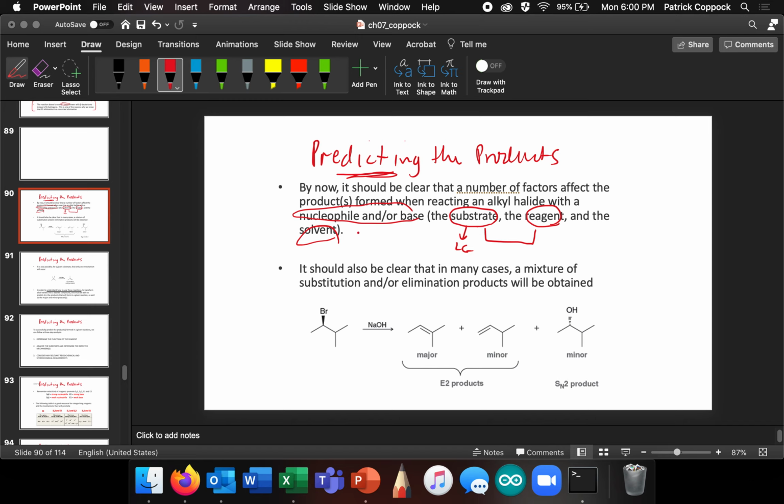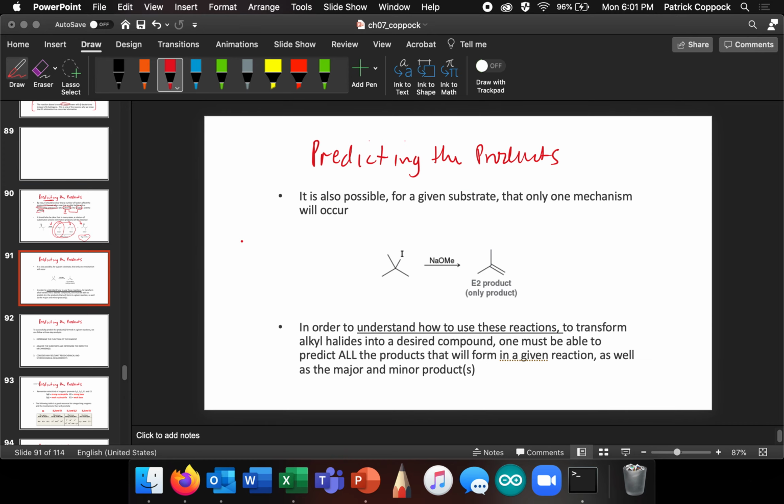Okay, so it should also be clear that in many cases you're going to have more than one possible product. We've seen that a couple times. So sometimes in this reaction, you're going to get both E2 products and an SN2 product, a substitution product as well. If this is just the major product, then yeah, you can say that. But you should be aware that there are also minor products that happen. It's also possible for a given substrate for there to only be one possible product. Okay, so how are we going to appreciate that?